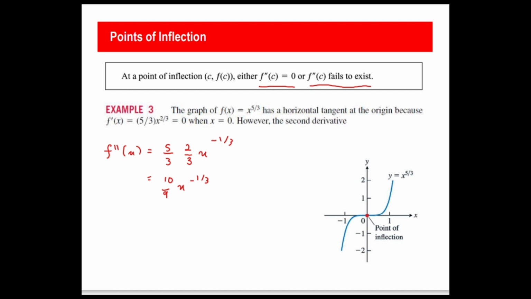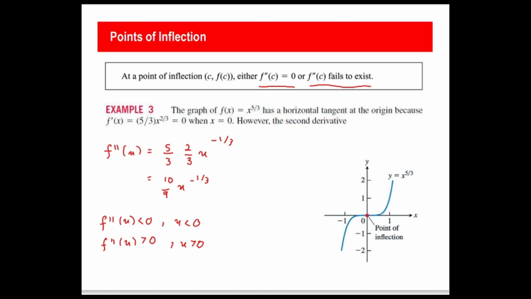Nevertheless, we know that f double prime x is less than 0 when x is less than 0, and f double prime x is greater than 0 when x is greater than 0. So you can try to plug in the values. We know that at that particular point is where the concavity changes.